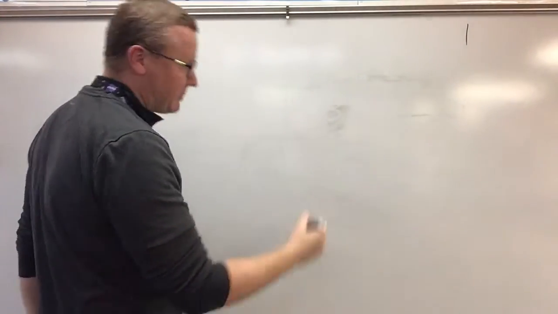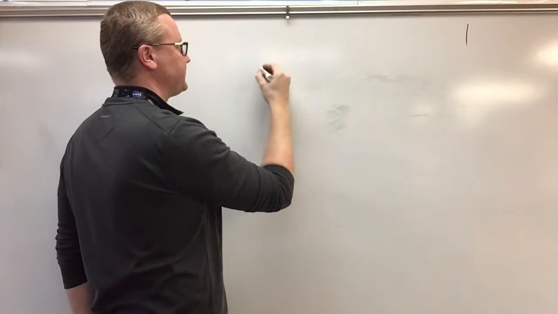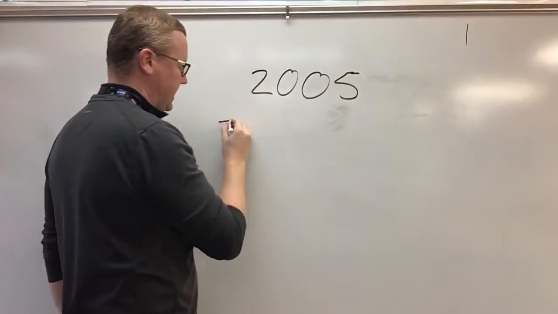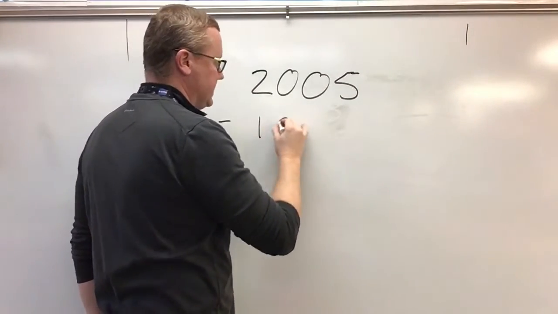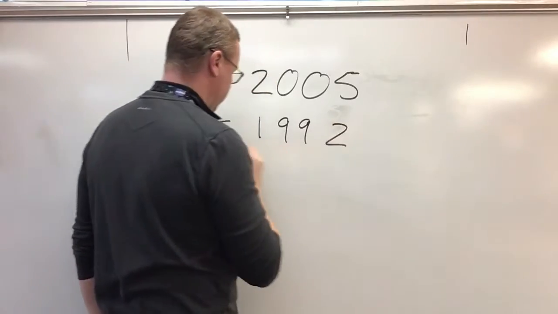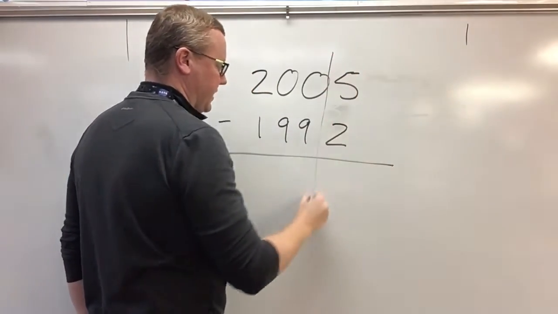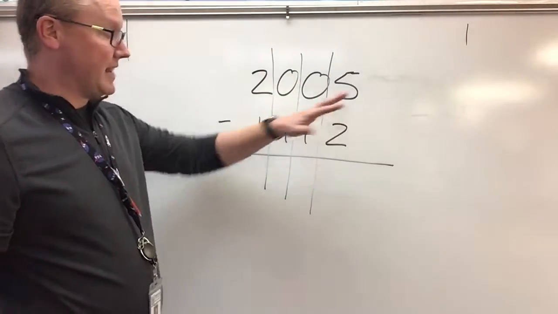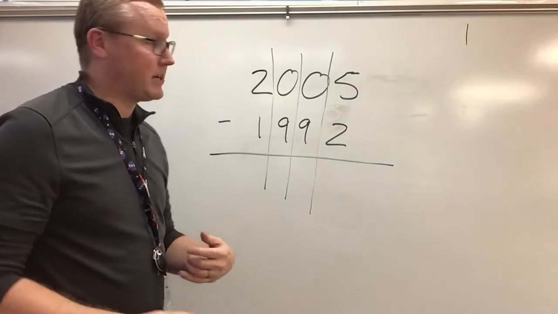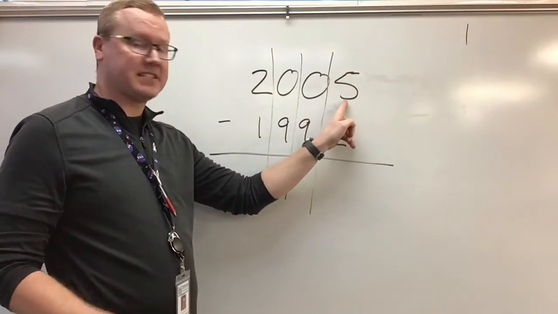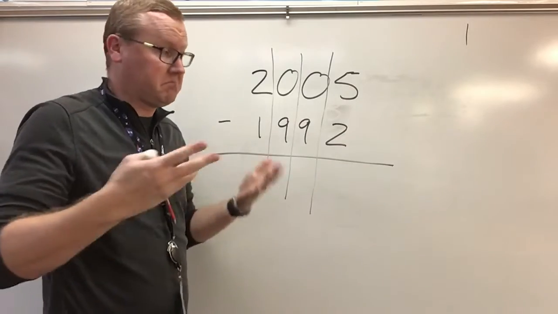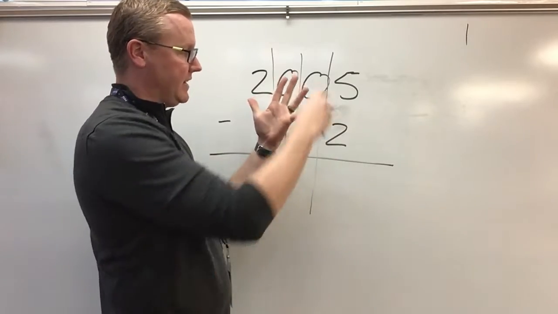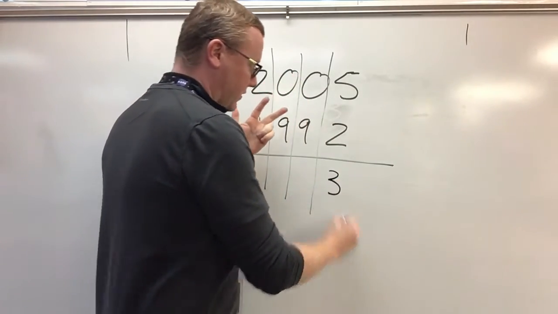So if we have a math problem, and I'm going to stack it hamburger style again, 2005 minus 1992. Again, I'm going to make sure I have those place values there. It is very important to do that. And again, I want you to start off the same way with those questions you're asking. I have 5 of something. Can I give away 2? Yeah, I have 5 apples. I can give away 2. I gave away 2, I'd be left with 3.